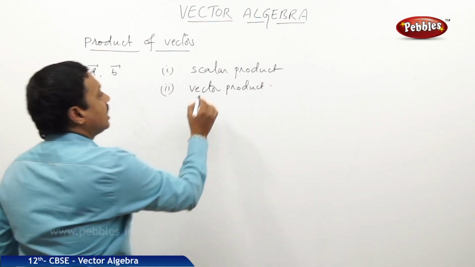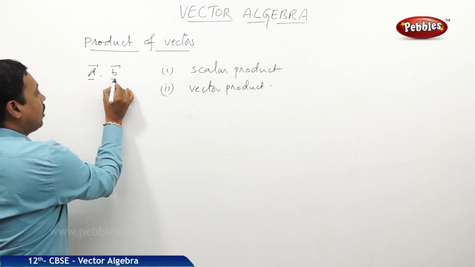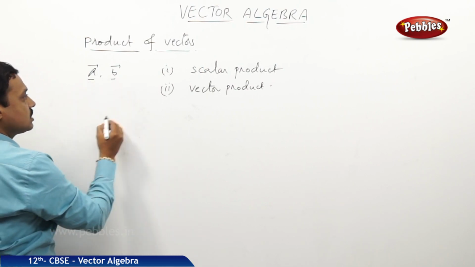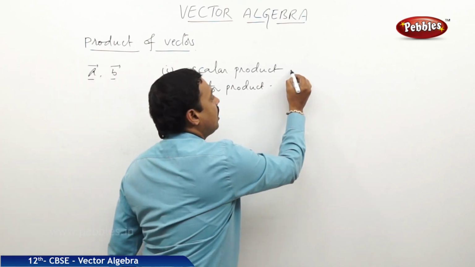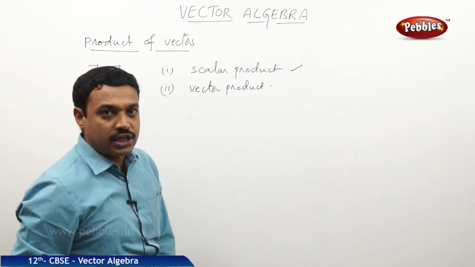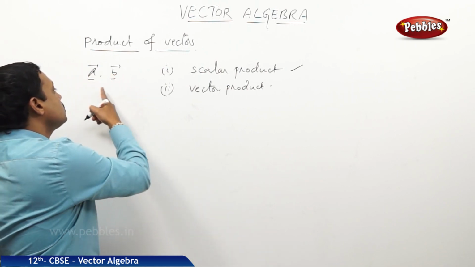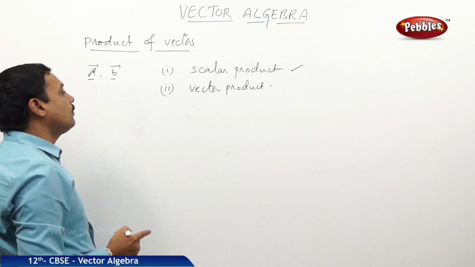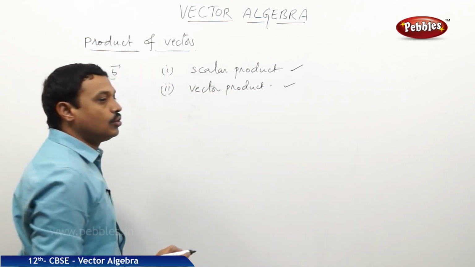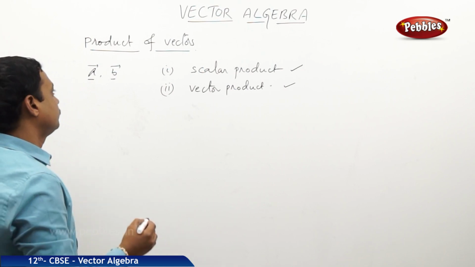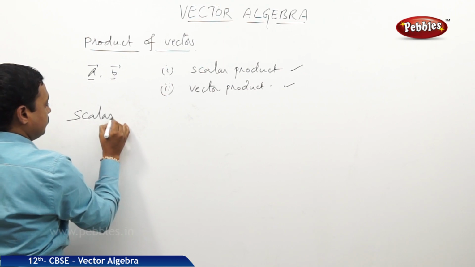What is a scalar product? A bar, B bar are two non-zero vectors. If the product of two vectors is a scalar quantity, then such a product is known as a scalar product. Suppose if the product of two non-zero vectors is a vector quantity, then such a product is known as a vector product. Now, let us see the scalar product first.